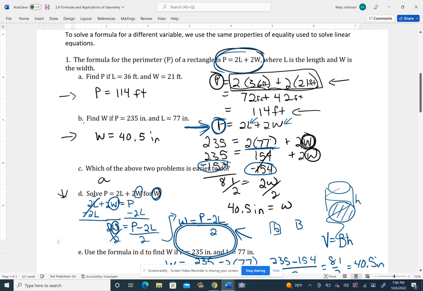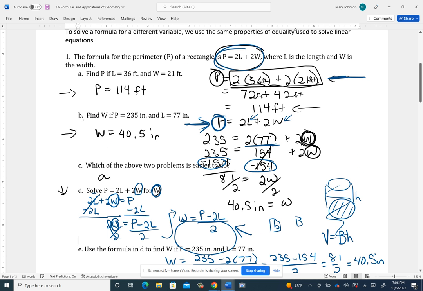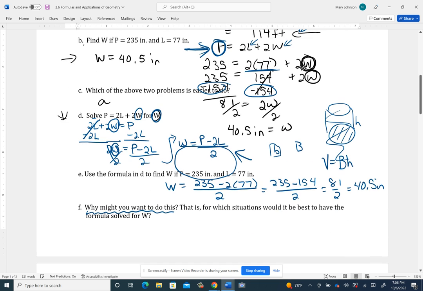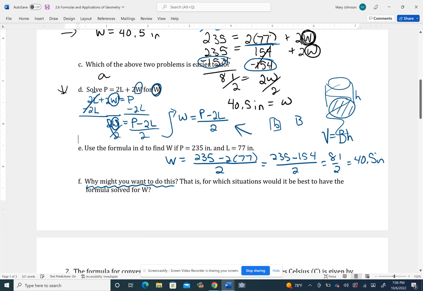Let me go back up to the top. This formula right here is best for situations where you know the L and you know the W, because then all you're doing is simplifying, plugging into a calculator and simplifying a numerical expression, okay? Our new formula that we created, this one here, it's better when you know P and know L, because then after you plug those in, you have a numerical expression that just needs to be typed into the calculator and you're done. That's why you might want to do it.